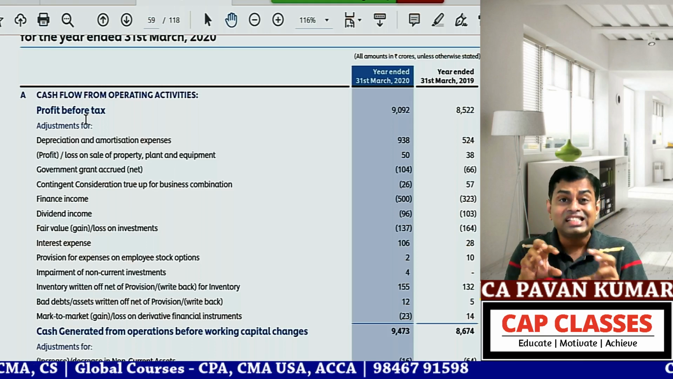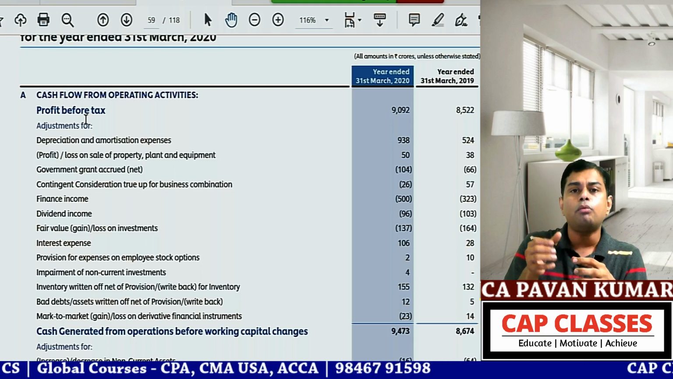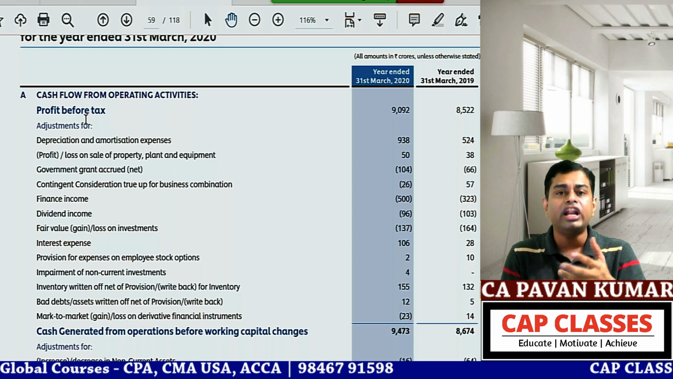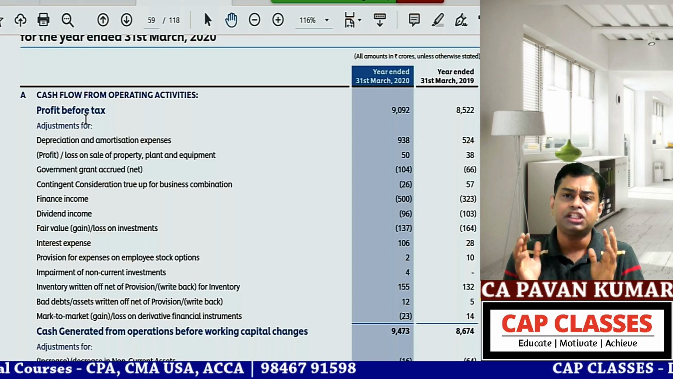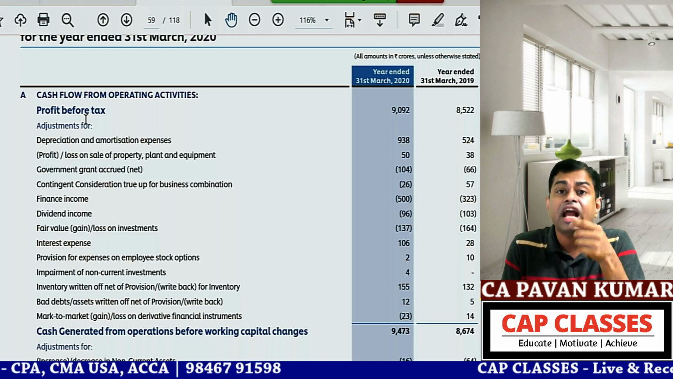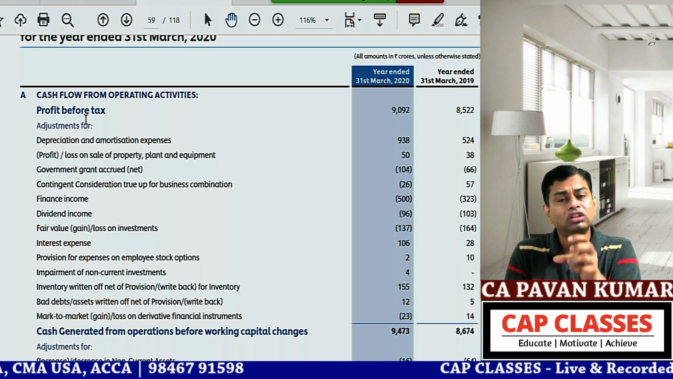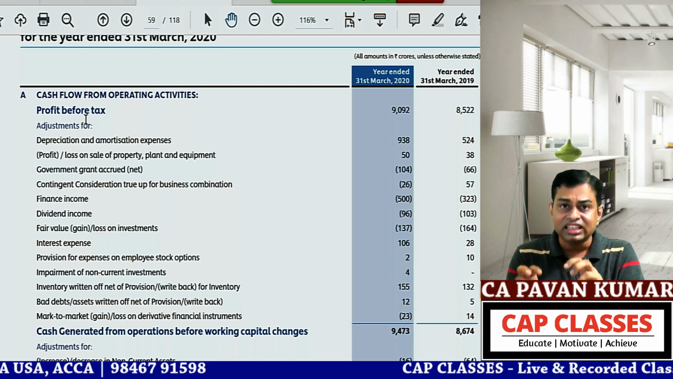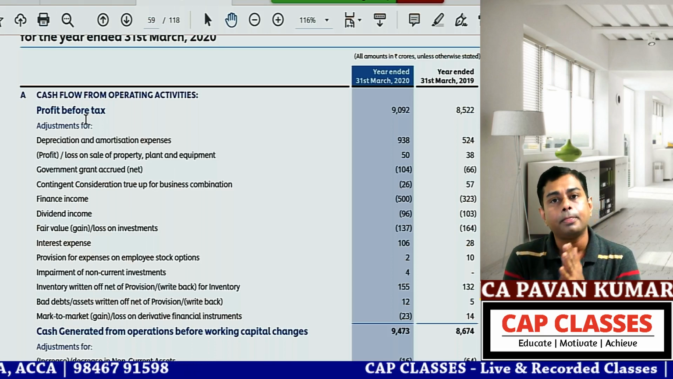There are two signs of cash flows. One is inflow, positive sign; one is outflow, negative sign. The cash flow statement is nothing but a cash book. In ledger accounts we have the cash account, cash receipts and payments. That cash receipts and payments account is nothing but the cash book, this cash flow statement.